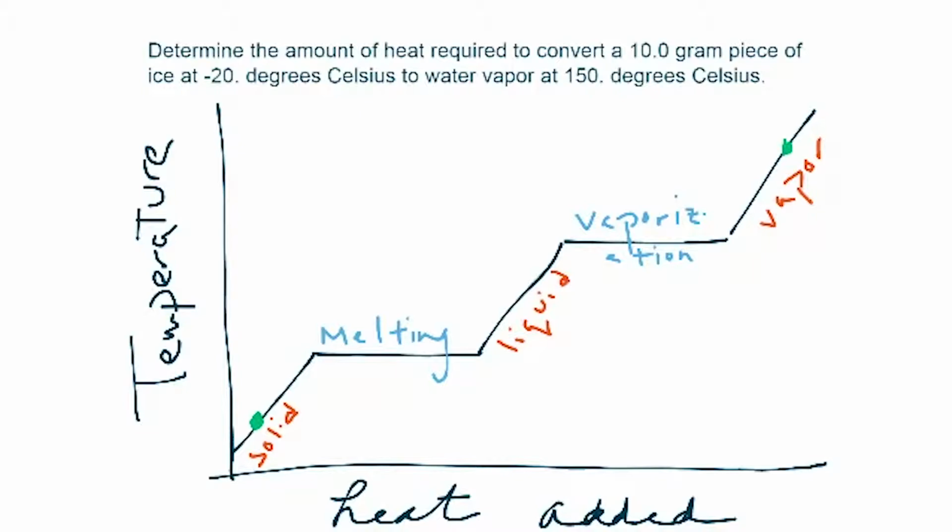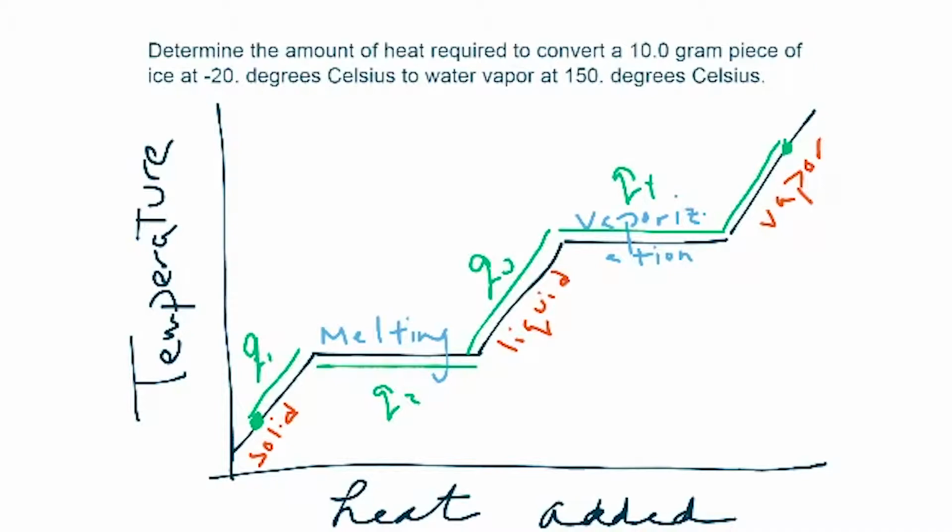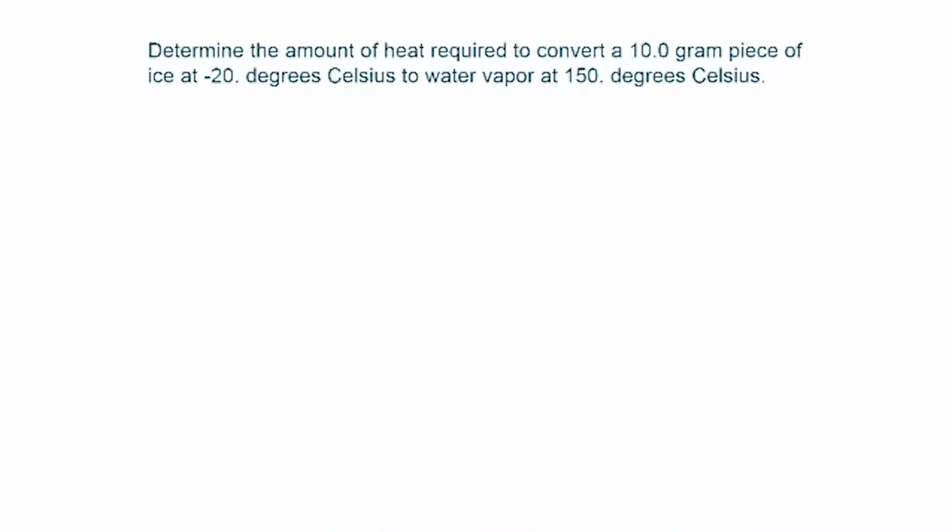Once we know where we're beginning and ending, we know how many separate steps we have. So we are going to heat the solid, we're going to melt the solid, we're going to heat the liquid, we're going to vaporize the liquid, and we're going to heat the vapor. So we will have 5 steps, 5 distinct values of heat, or Q, that we need to calculate in this problem. Again, to get the total amount of heat that's required, we're just going to sum up the values of these 5 heats.